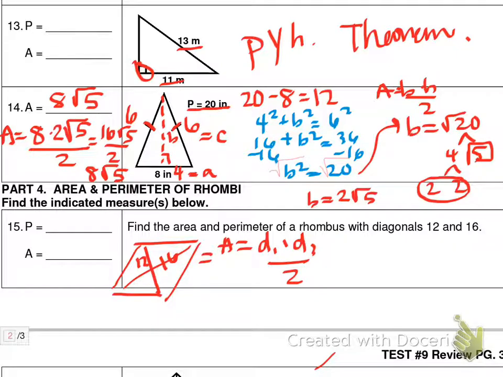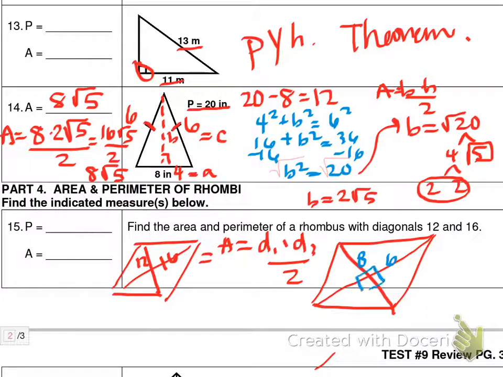But for perimeter, a little bit more involved. My diagonals are 12, which means each half of the diagonal of 12 is 6, and then half of the other diagonal, 16, is 8. So then, one special property about a rhombus is that the diagonals meet at 90-degree angles. So to find all the sides, you're going to have to use the Pythagorean theorem. So you have two sides and it's a right triangle. Use the Pythagorean theorem. It's a rhombus, so all the sides are equal. So if you find one side, then you know all of them.